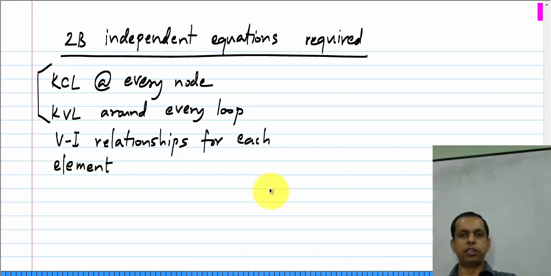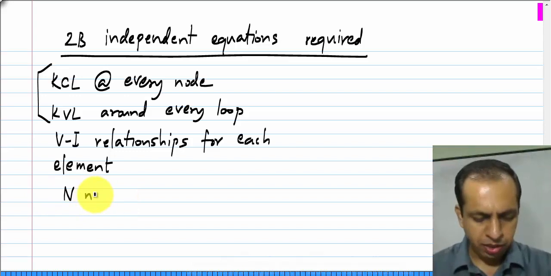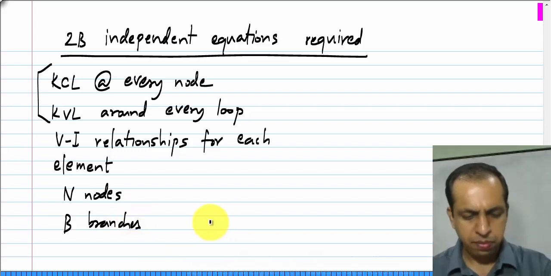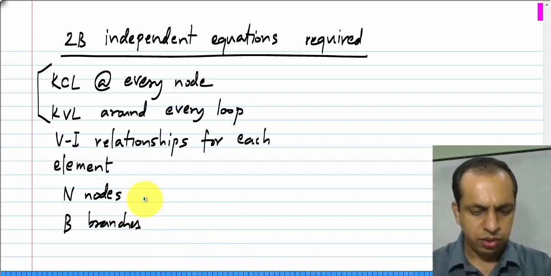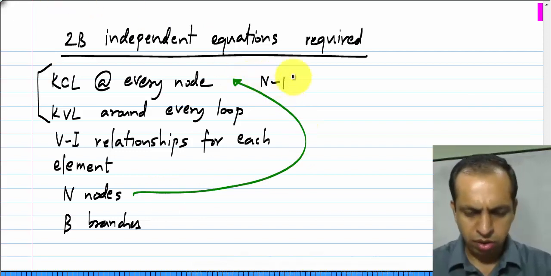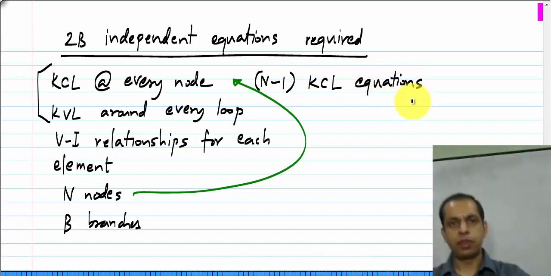Now, how many equations does each of these things give us? Of course, it depends on the circuit itself, the configuration of the circuit, but if we have n nodes and b branches, these n nodes will give you n minus 1 Kirchhoff's current law equations.